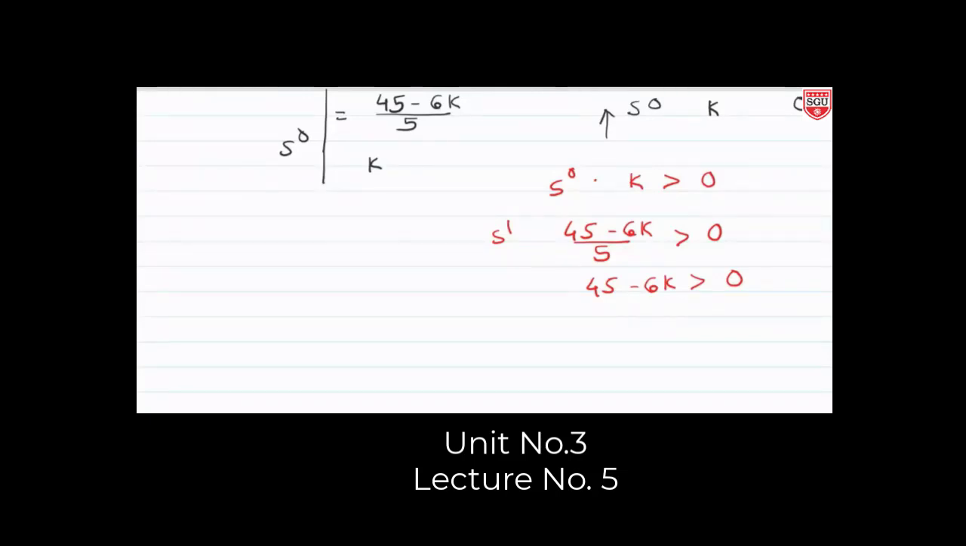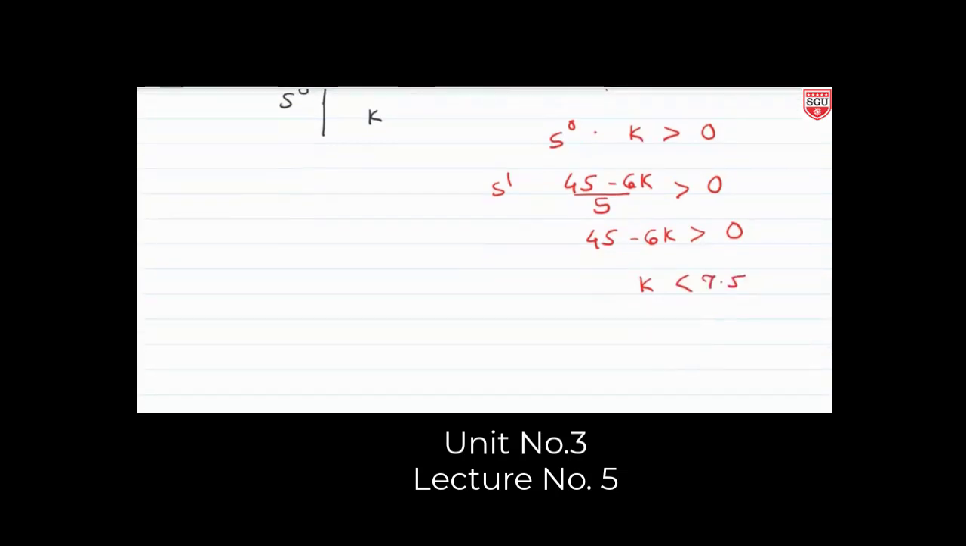It should be less than 45 or greater than 45. K should be less than 7.5. So what will be the range now? 0 to K, 7.5. So what will be the maximum value of K?